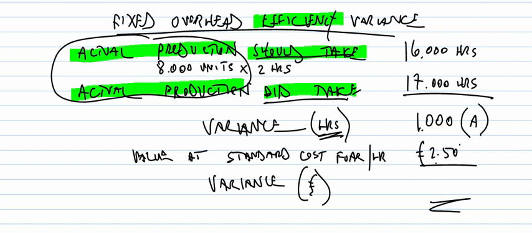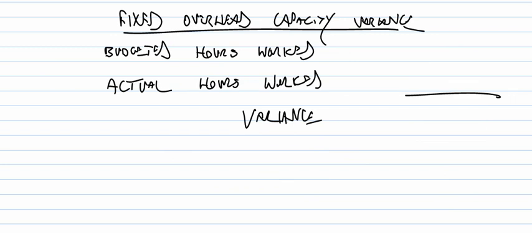So using the £2.50 per hour to value the hours variance gives me £2,500, and we already know that's an adverse variance, so the fact that our staff are working slower than expected has led to that much of the volume variance.